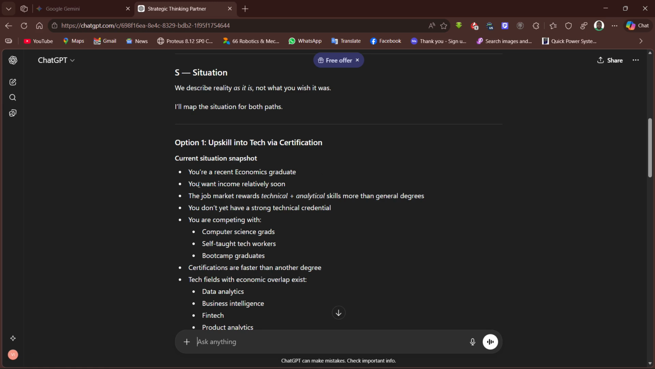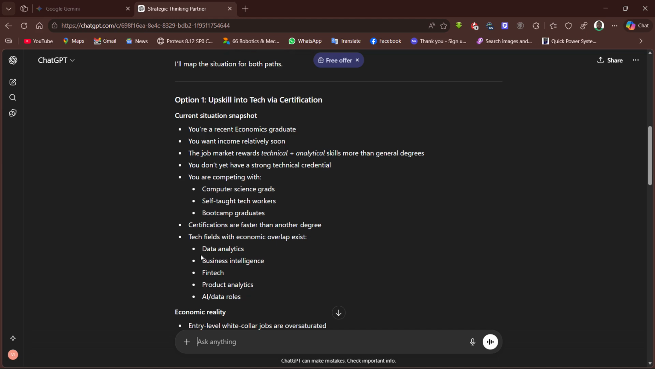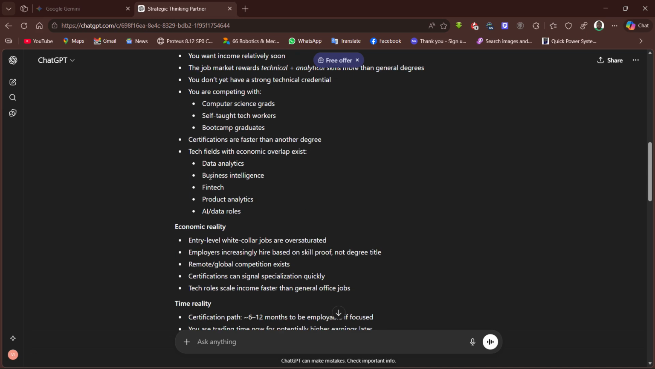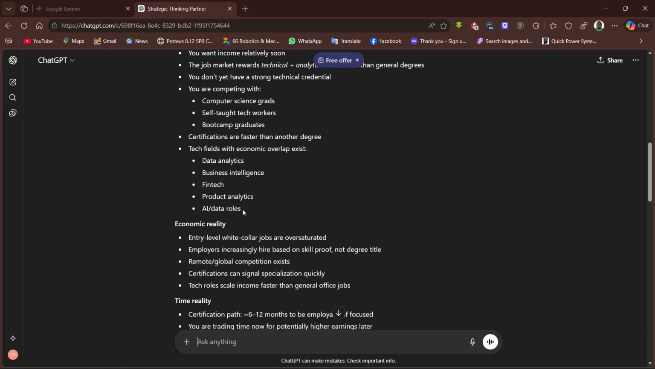You're a recent economics graduate. You want income relatively soon. The real job market rewards technical plus analytical skills more than general degrees. You don't have strong technical credentials. You are competing with computer science graduates, self-taught tech workers, bootcamp graduates. Now, this is for the tech role. Certifications are faster than another degree. Tech fields with economics overlap exist, for example, data analytics, business intelligence, financial technology, fintech, product analytics, AI data roles.